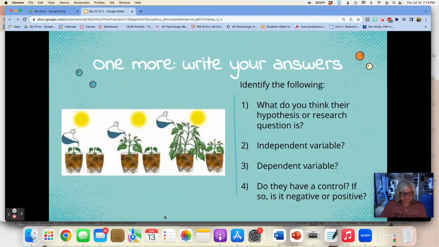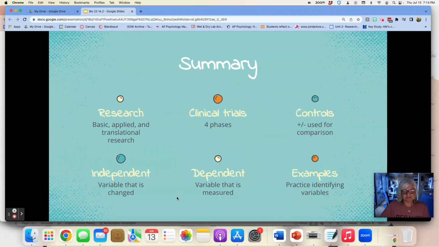So let's try one more, and you're going to do this on your sheet. So pause the video, and I want you to answer, what do you think the research question is and the hypothesis? What's the independent, the dependent, and do they have a control? So pause the video. I'm not going to go over it on the video. We're going to go over it in class.